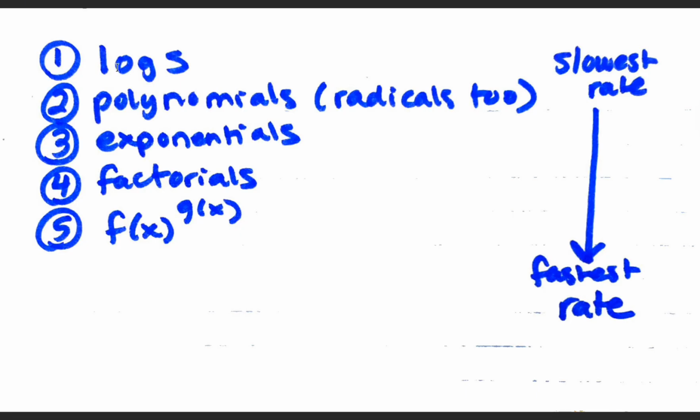First is the logs, then the polynomials. Radicals also go in here. Then the exponentials, factorials, and last but not least, f of x raised to g of x. This is really saying a function raised to another function. So whenever you see a function that is growing faster in the denominator, the whole function will approach zero. If the numerator grows faster, then the whole function will go to infinity.